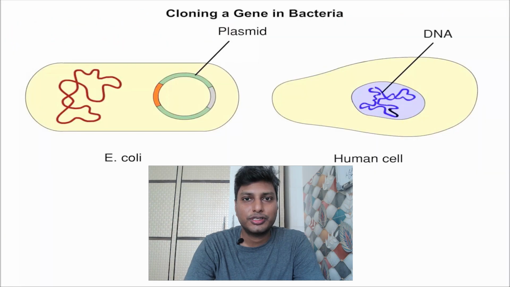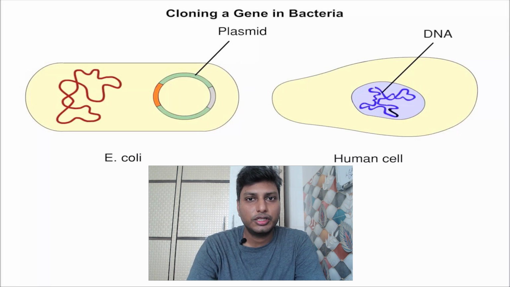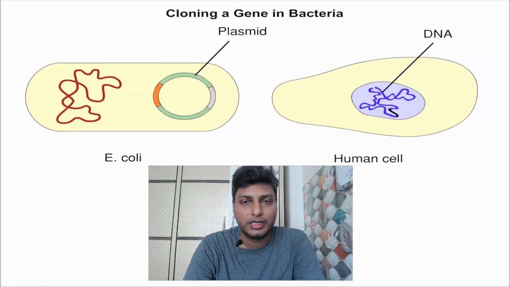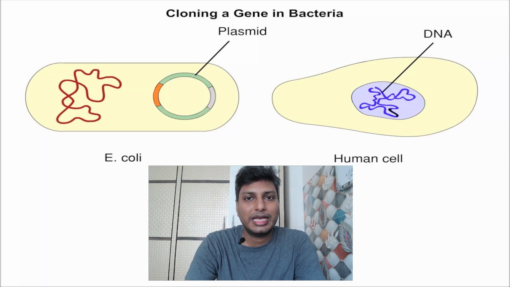So what do we understand by the process of recombinant DNA technology? As you can see in this diagram, there are two pictures. One is of a bacteria, another is of a human cell. Suppose we want to form many copies of a particular gene present in the human DNA. Let's say a gene is coding for a hormone, the insulin hormone. How is that possible? The answer to this question lies in the concept of recombinant DNA technology.